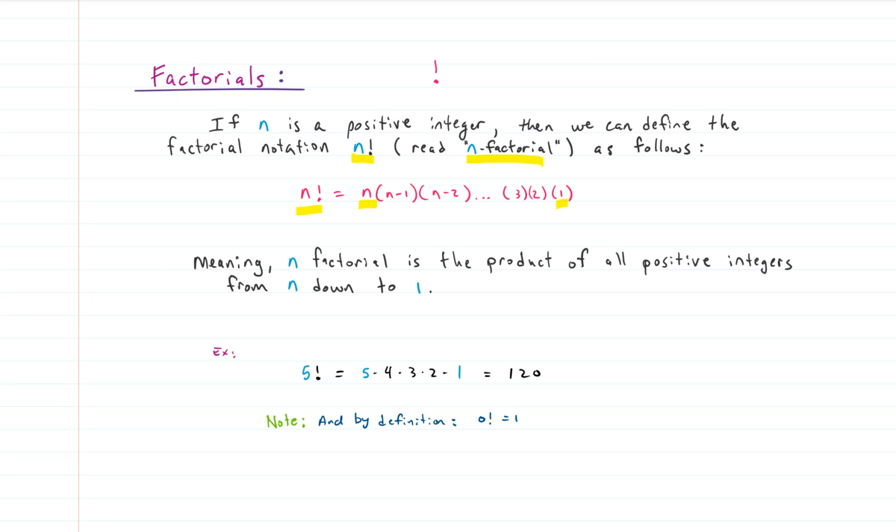So for example, 5 factorial would be 5, which is n, times all the integers below it, down to 1. So 5 times 4 times 3 times 2 times 1, which would be 120. Not a difficult concept, but it's a little unique. And by definition, this is also important, 0 factorial equals 1.